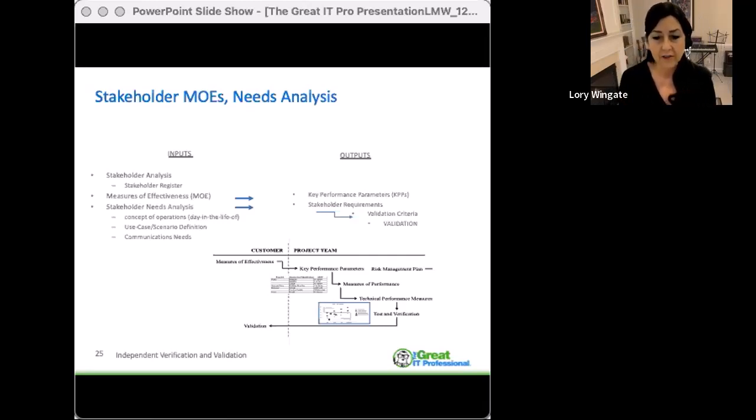If you have a clear set of measures of effectiveness, key performance indicators and parameters, and validation criteria defined and agreed upon with the customer, your risk is going to be seriously reduced on this project. And as long as you continue to change control and communicate, you have a very high probability of getting to that satisfaction at the end of the project.